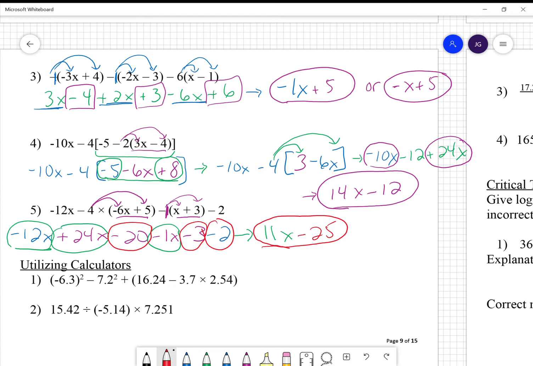I will do these in parts so that you can follow along in case you don't get the final correct answer. When you put negative 6.3 quantity squared into your calculator, make sure to put parentheses. Otherwise, your calculator will not include the negative and you will get a wrong answer there. Now the 7.2 would not have a parenthesis around the negative because 7.2 is the base.